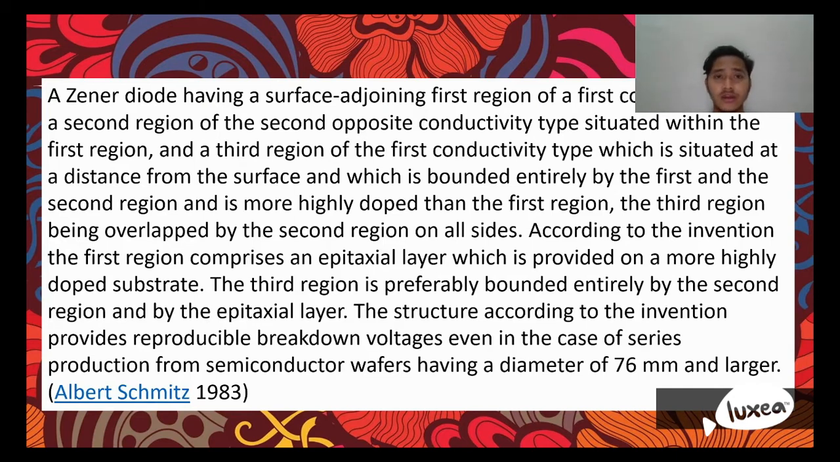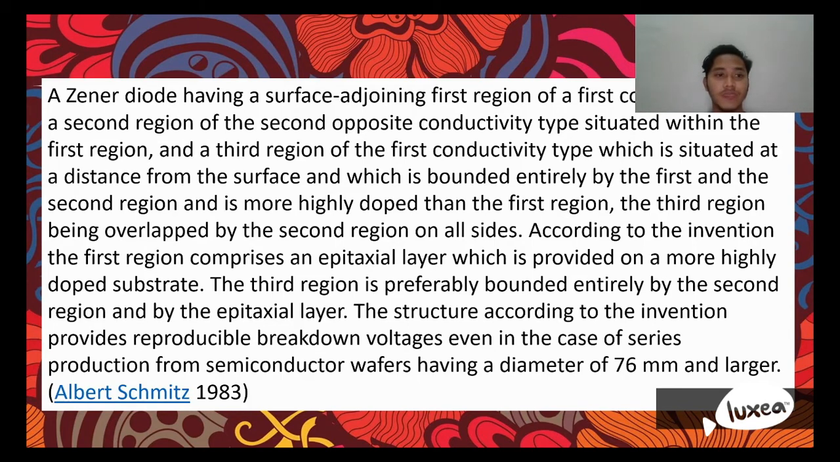A Zener diode having a surface adjoining a first region of the first conductivity type. According to Albert Smith's 1983, a Zener diode having a surface adjoining a first region of a first conductivity type, a second region of a second opposite conductivity type situated within the first region, and a third region of the first conductivity type which is situated at a distance from the surface and which is bounded entirely by the first and the second region and is more highly doped than the first region. The third region is overlapped by the second region on all sides.